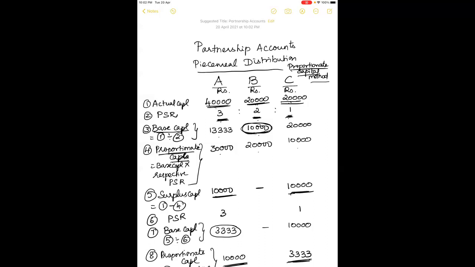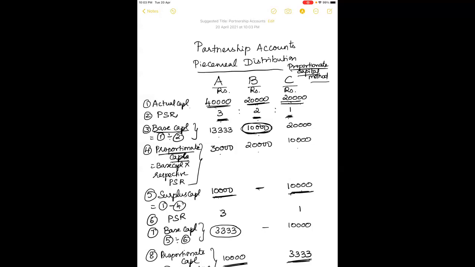So we compare the actual capital with the proportionate capital and get the surplus capital. First step minus the fourth step. From 40,000 you minus the proportionate capital 30,000, that is 10,000; 20 minus 20 is nil; 20 minus 10 is 10,000. So A and C are having surplus capital of 10,000 each. If their profit sharing ratio were the same, we could stop the calculation here. We would settle 10,000 each to A and C, and then whatever amount we get later would be used for settling A, B and C.